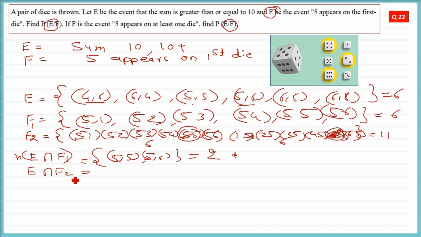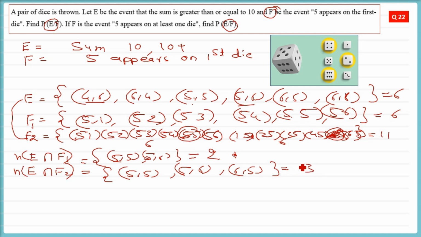Now E intersection with the second F, which is F2. So what are the elements which are common in both these? So 5, 5 again, we got it. Then 5, 6, then 6, 5. 5 will be everywhere. Now what is the number of elements in E intersection F2, which is 3.